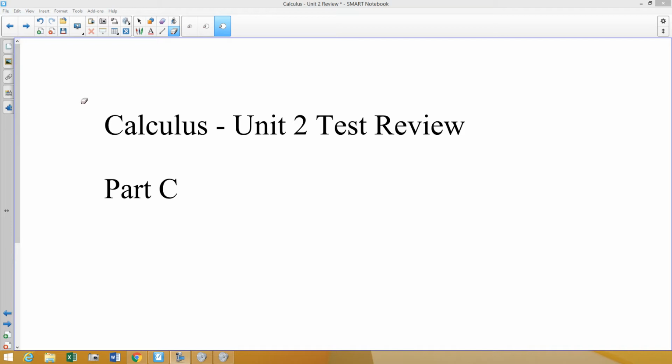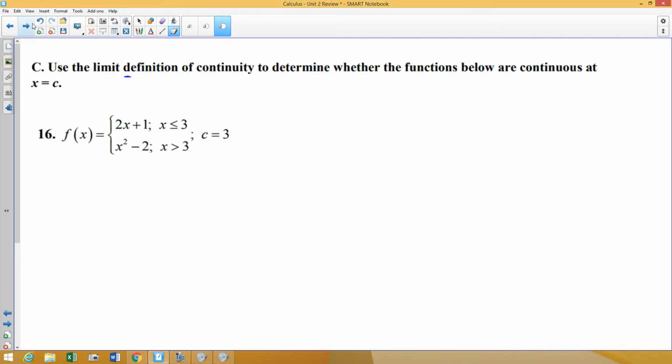Right, looking at part C of our chapter 2 review on limits. This is the section on continuity, and we are starting by using the definition of continuity to determine whether functions are continuous. And you do need to know that the definition of continuity is that a function is continuous when the limit as x approaches c of f of x is equal to f of c.